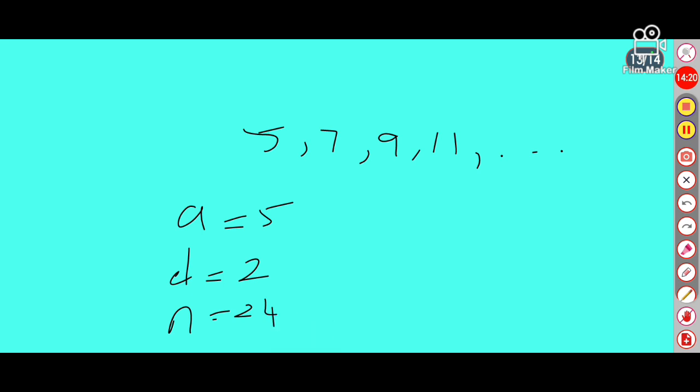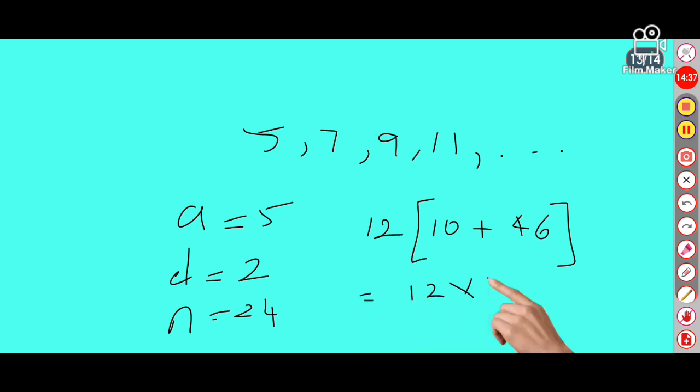So the Sn formula is nothing but n by 2, right? So 24 by 2 is 12, n by 2 into 2a, so 10, plus n minus 1, 24 minus 1 is 23, into d, 23 into 2 is 46, 56 into 12, that is 672. So the sum of the first 24 terms is 672.